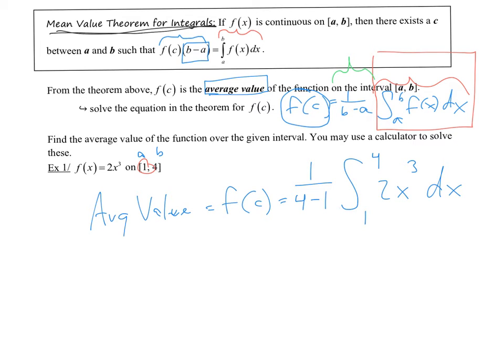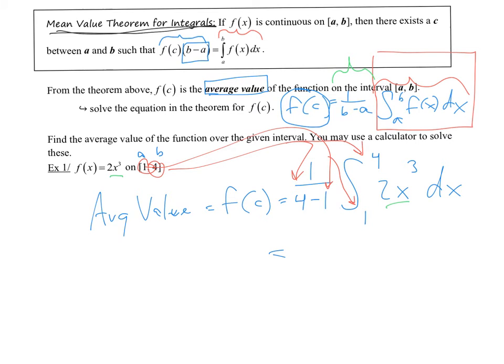So where do all these numbers come from? Well, we got 1 and 4. 4 goes there. This 1 goes there. The 4 also goes there. And that 1 goes down there, right? So that's where those come from. This is simply the function, so 2x cubed goes there. And this is what we solve.